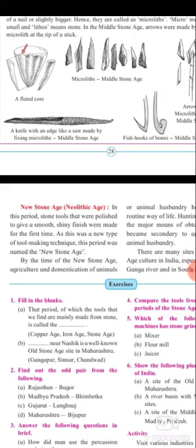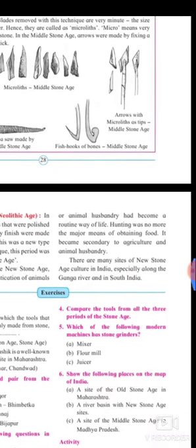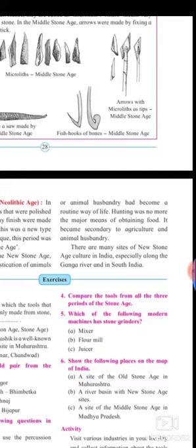As this was a new type of tool making technique, this period was named the New Stone Age. By the time of the New Stone Age, agriculture and domestication of animals, or animal husbandry, had become a routine way of life. Hunting was no more the major means of obtaining food. It became secondary to agriculture and animal husbandry. There are many sites of New Stone Age culture in India, especially along the Ganga River and in South India.